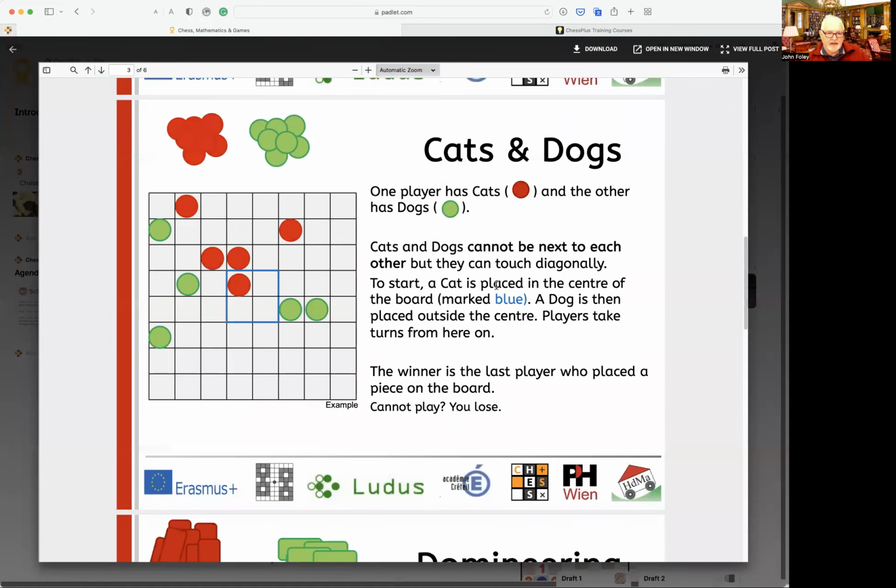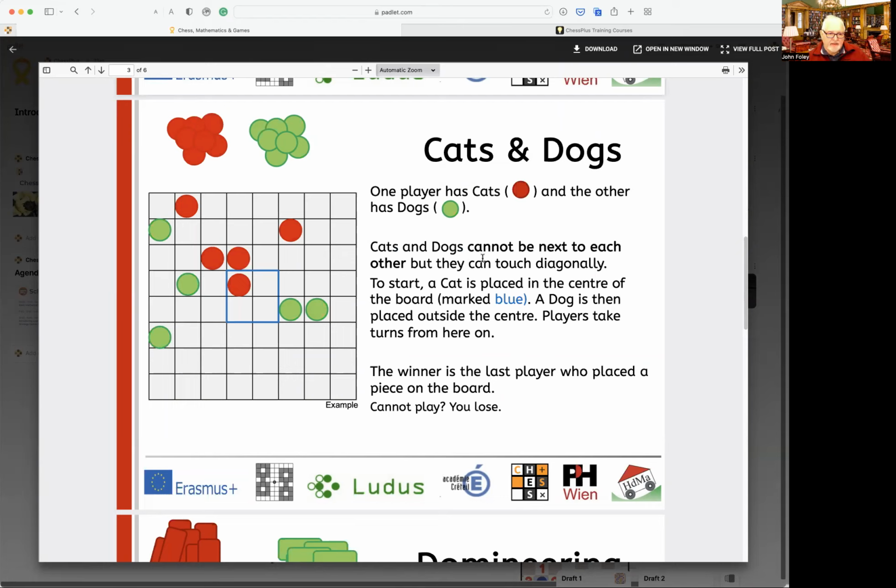So we just have to remind ourselves, one player has the cats and the other player has the dogs. Cats and dogs cannot be next to each other laterally. So you can't have two of the opposite armies sitting next to each other, but they can touch diagonally. So we're ruling out any orthogonal connection, but we're permitting a diagonal connection.